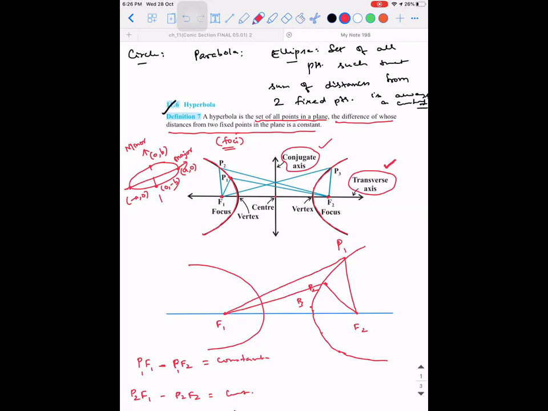Conjugate axis, right? See, conjugate axis is the axis which is perpendicular to the transverse axis. And I cannot just say perpendicular to the transverse axis only, because if I draw an axis like this, this is not the conjugate axis. So the conjugate axis has to satisfy two conditions. One condition is it should be perpendicular to the transverse axis and it should pass through the midpoint of the foci. The midpoint of the foci here is the origin. In this diagram, it is origin.